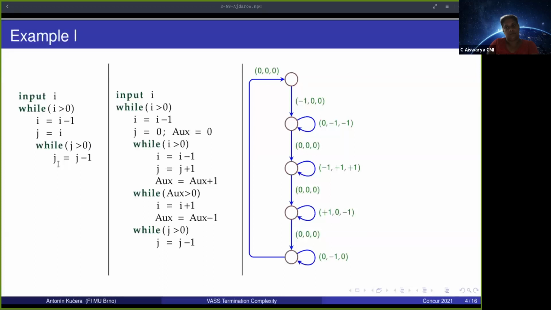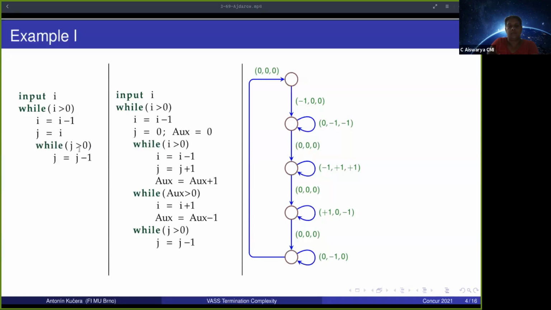Of course, there are several obstacles. First of all, a VAS cannot test a counter for 0, which means that we cannot faithfully model this test. And furthermore, we cannot faithfully model the assignment because there is no instruction for transferring the content of one counter into another counter. The first problem is overcome in the usual way by replacing conditionals with non-deterministic choice. The non-deterministic choice will be demonic.